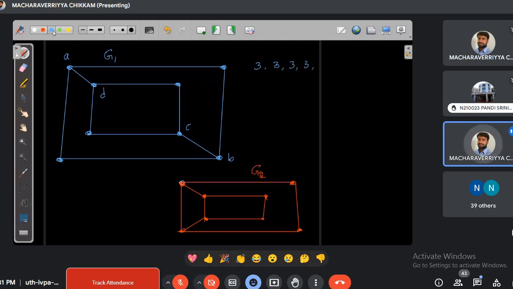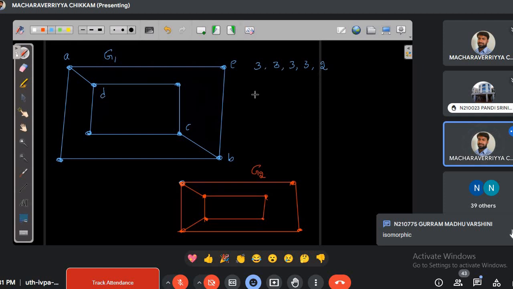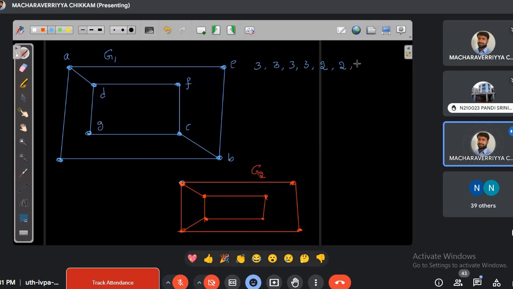And when it comes to the others, let me take E, its degree is 2. F, its degree is also 2. G, its degree is 2. H, its degree is 2.